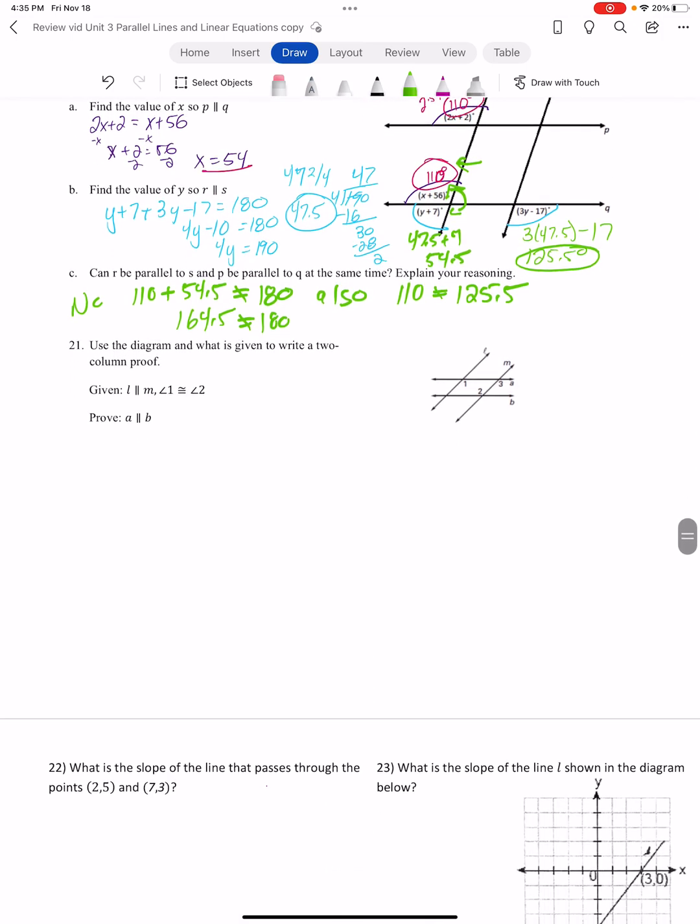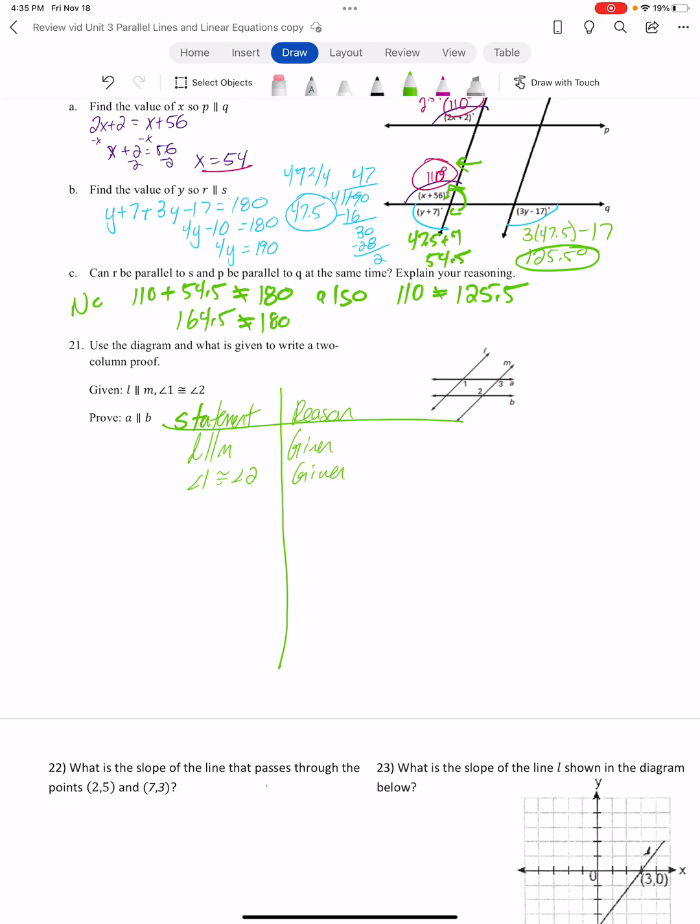Number 21, use a diagram and what is given to write a two-column proof. This isn't too bad. We have our statement, and then we have our reason. I know L is parallel to M. That's given. I know angle 1 is congruent to angle 2. That is also given.